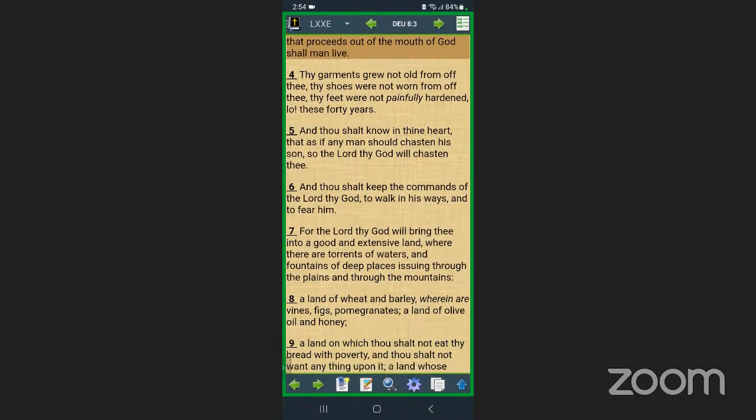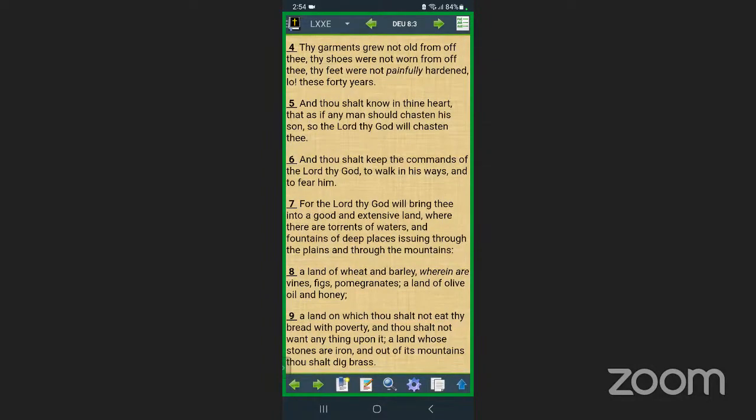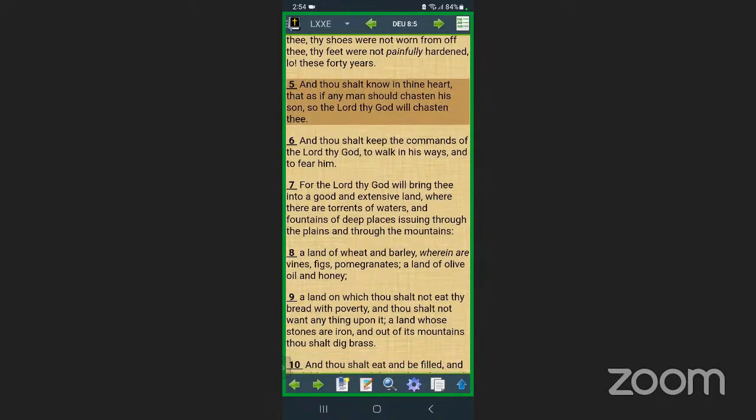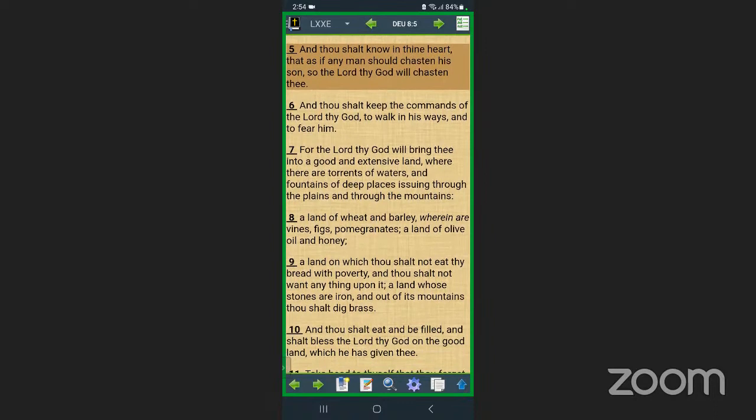Your garments grew not old from off you, your shoes were worn from off you, your feet were not hardened. Lo, these 40 years, you gotta love the Middle English language, lo. You shall know in your heart that as if any man should chasten his son, so Yahuwah your Elohim will chasten.